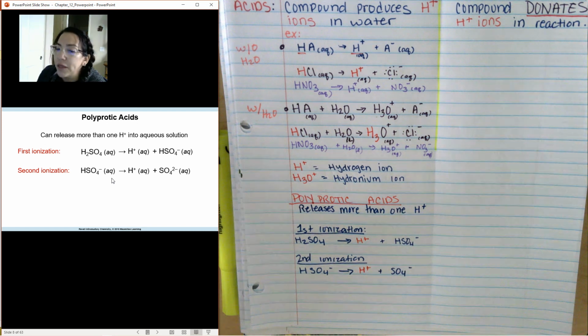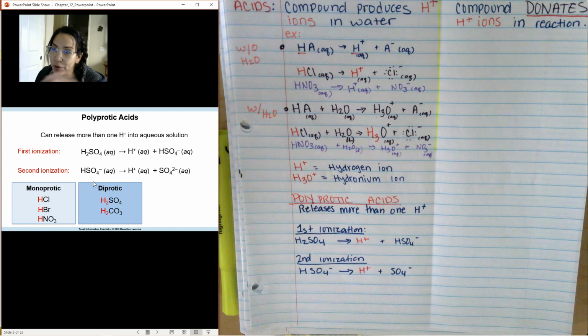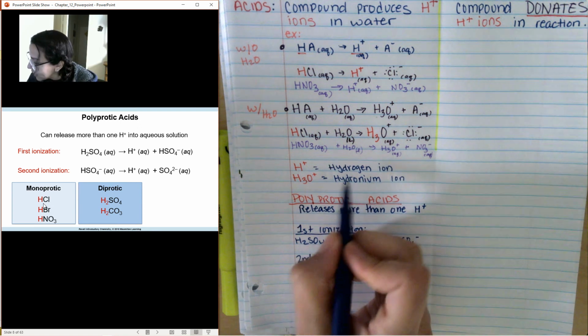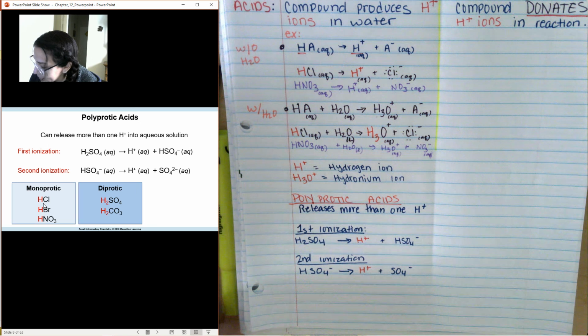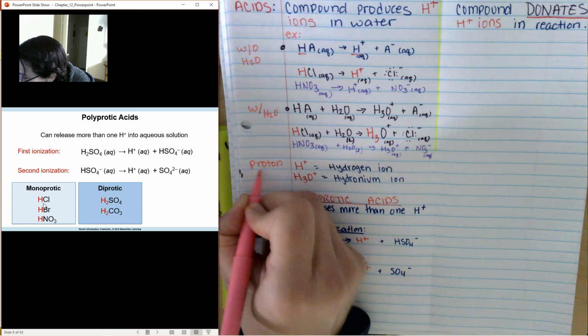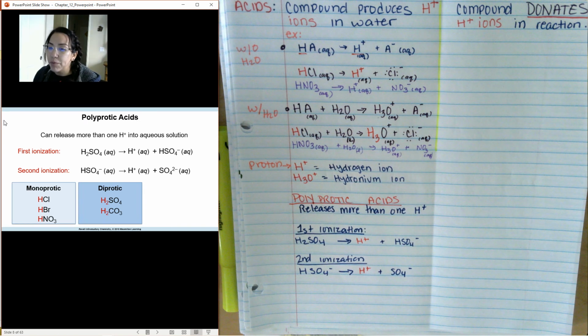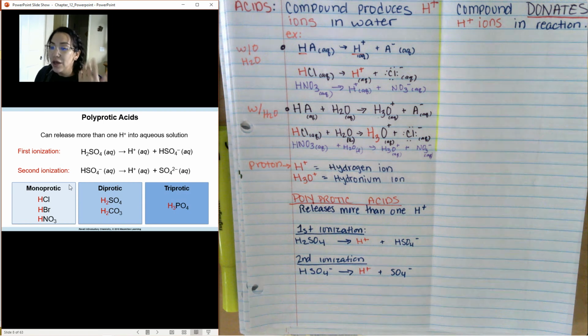So polyprotic, basically, you're just losing more than one hydrogen ion. Monoprotic, or just call it protic, meaning our proton, releases one proton, and that's your hydrogen ion. Actually, let's write that down here. That hydrogen ion also represents our proton. Diprotic means you're releasing 2, and then you have triprotic, which means you're releasing 3.